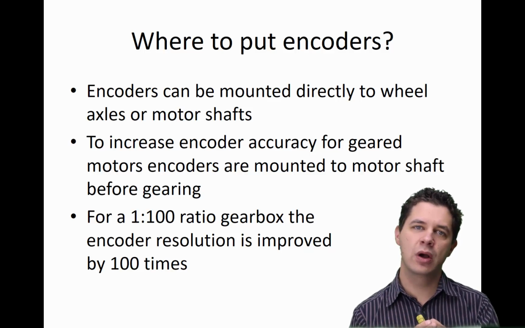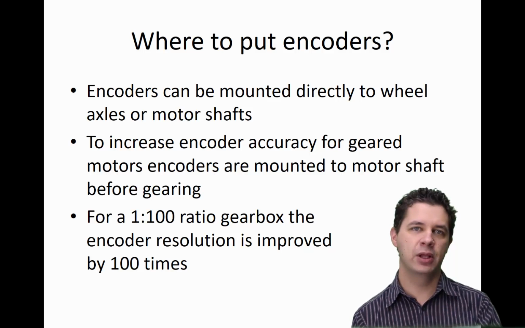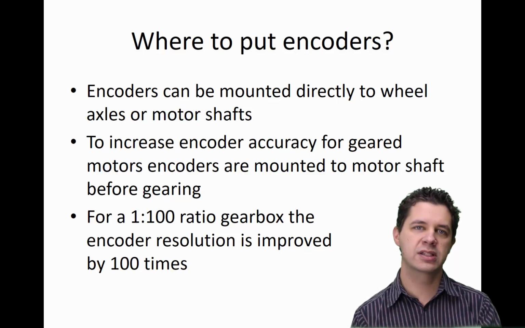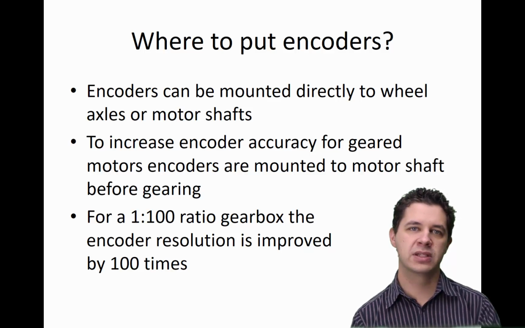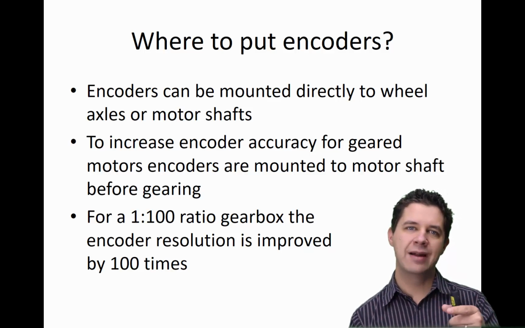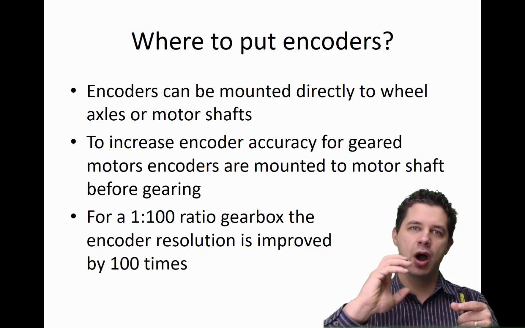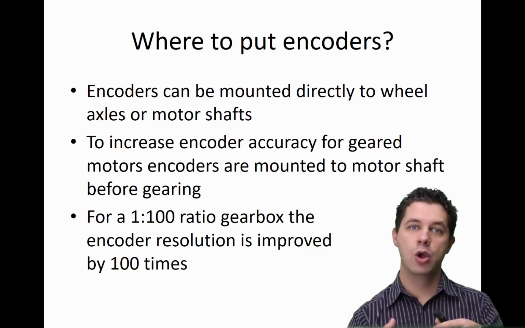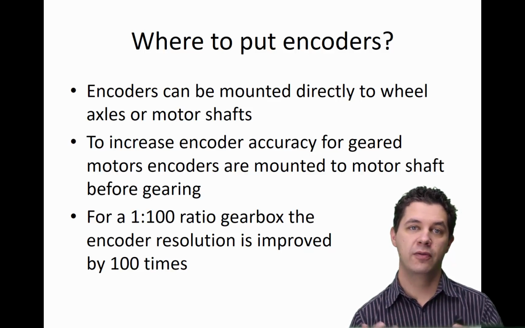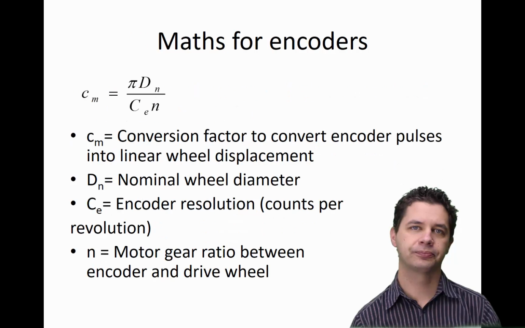Now, what does this give us? Well, if our gearbox is, for example, a 1 to 100 ratio gearbox, we'd increase our encoder resolution by 100 times, because the motor will turn 100 times for every one time that the actual wheel will rotate. And so we're effectively increasing our resolution very, very significantly.